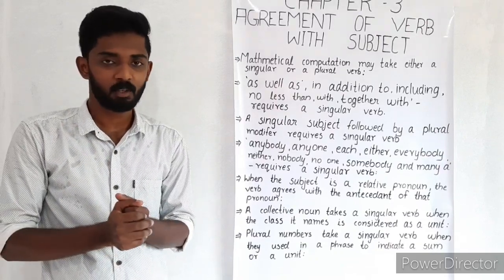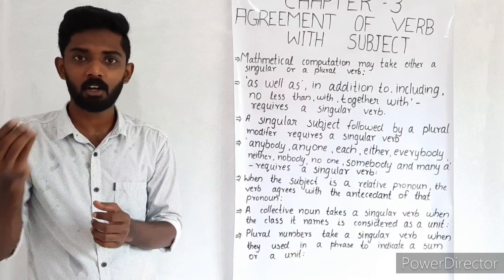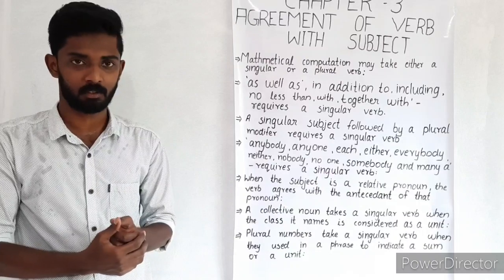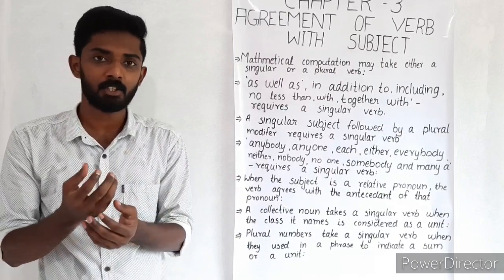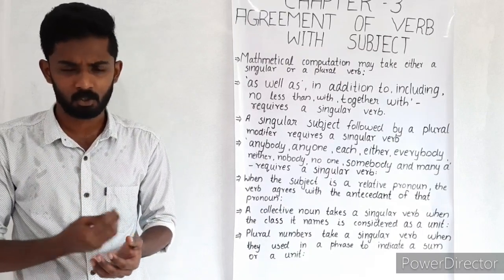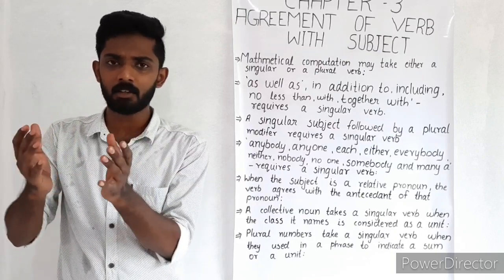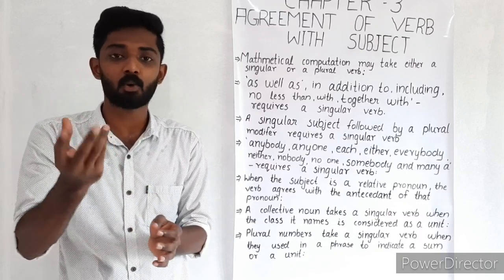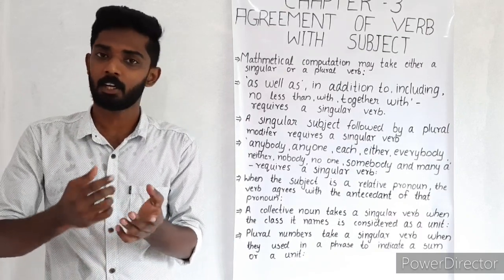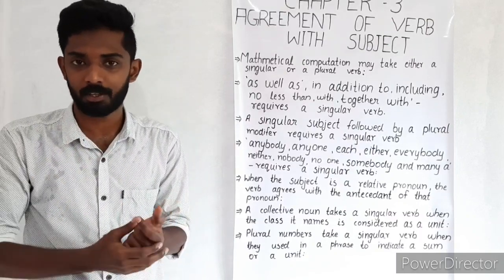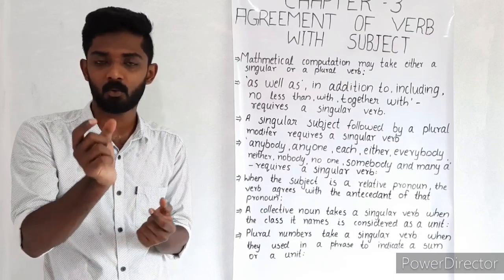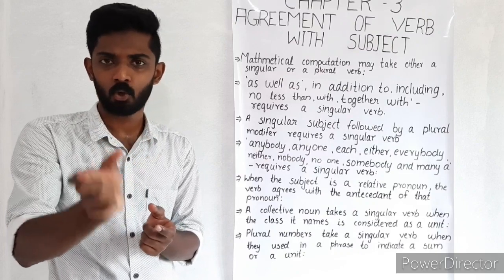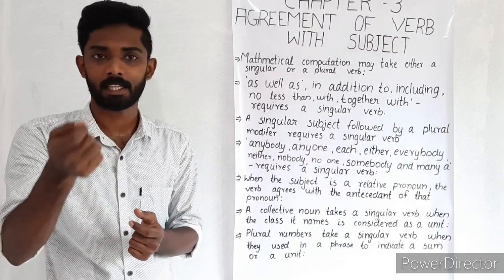And the next one: plural numbers take a singular verb when they are used in a phrase to indicate a sum or a unit. For example, "Ten years is too long to wait." So what does it mean? Here ten years is used as a sum or unit, or else "Ten percent is a good interest." So here they don't count one, two, three or whatever it is. But here they use the word ten percent as a sum or a unit. So we use a singular verb in the sentence.